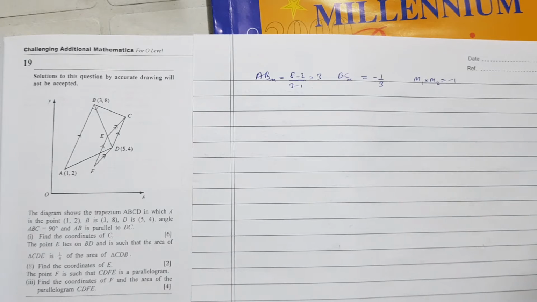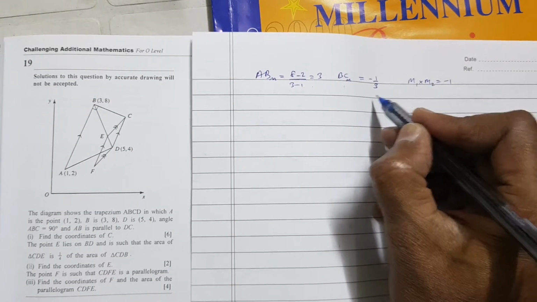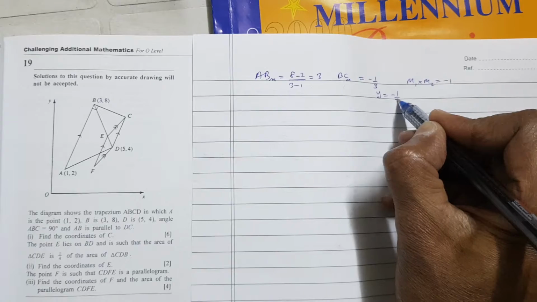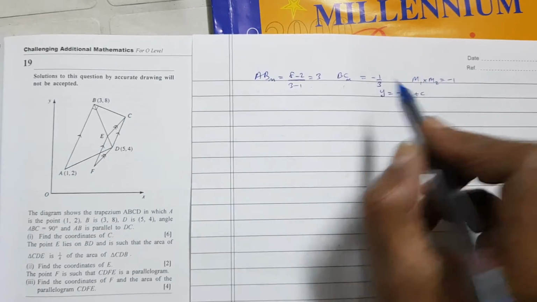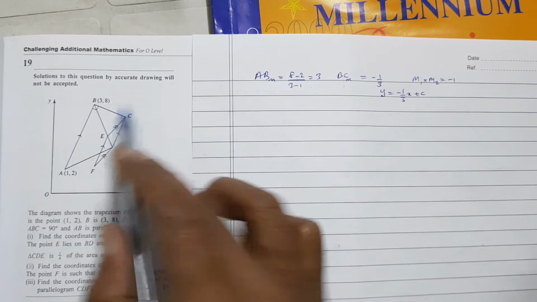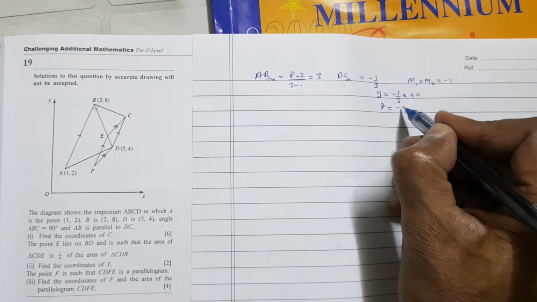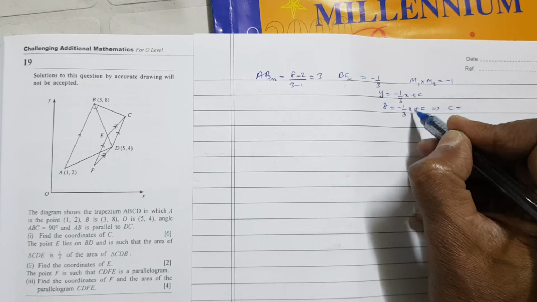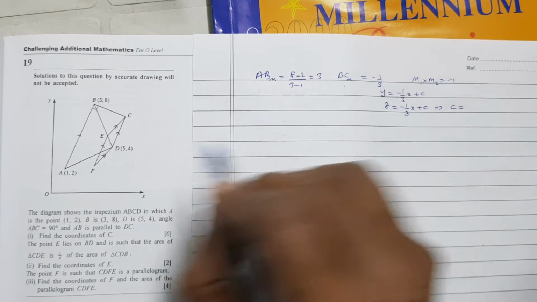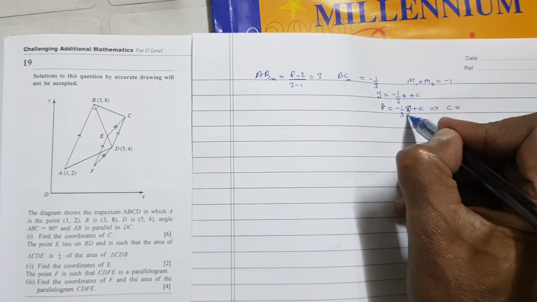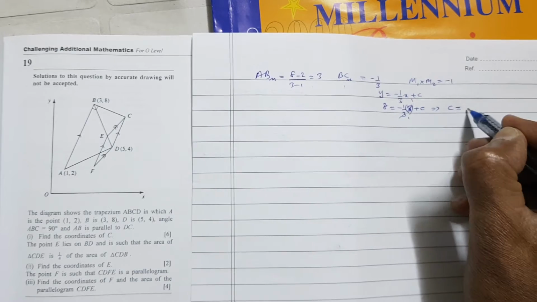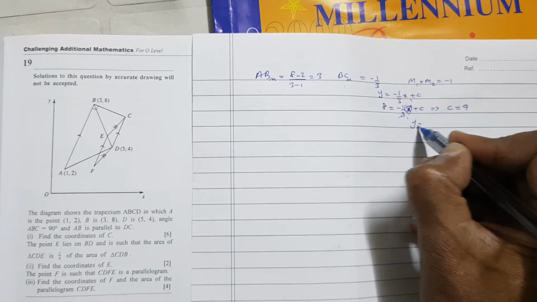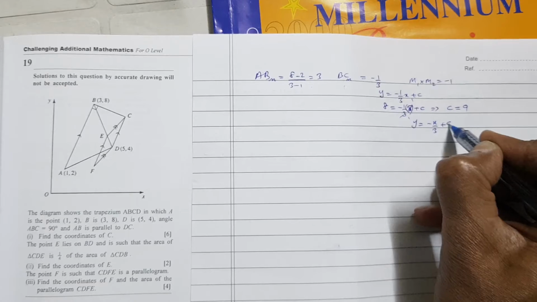Now I can find the equation of BC. That is going to be y = -1/3 x + c, and the coordinates on this line are (3, 8). So I can say 8 = -1/3 times 3 + c. What is x? x is 3, so 3 goes in 3 once, so c is 9. So I got y = -x/3 + 9.